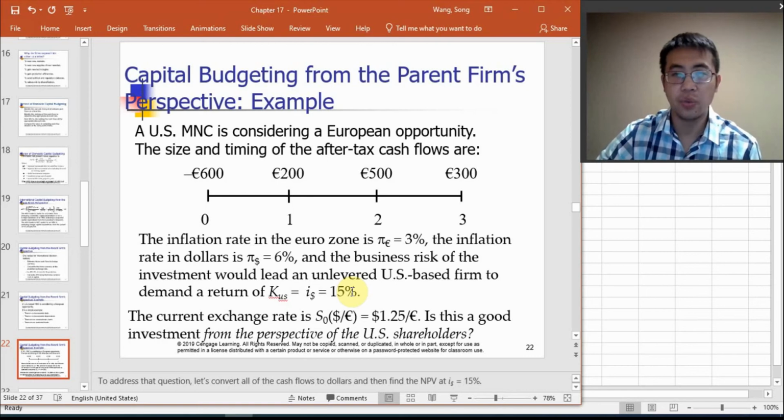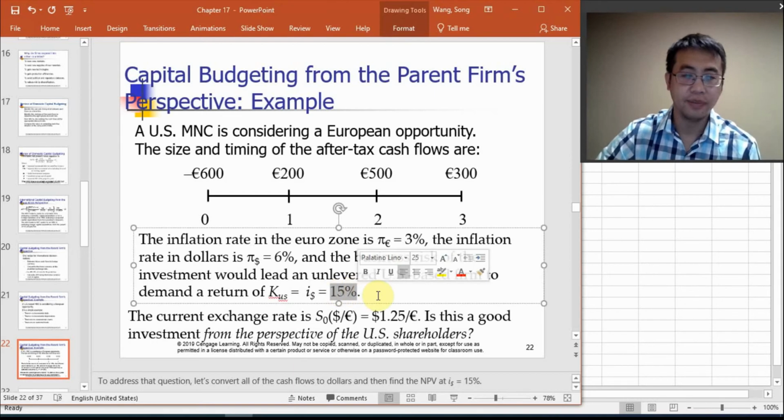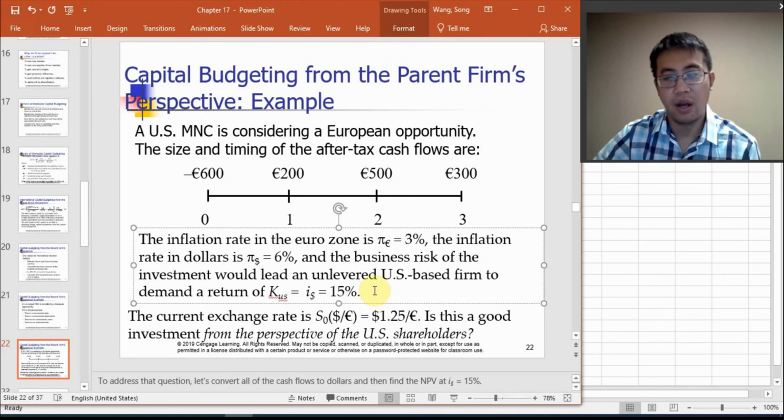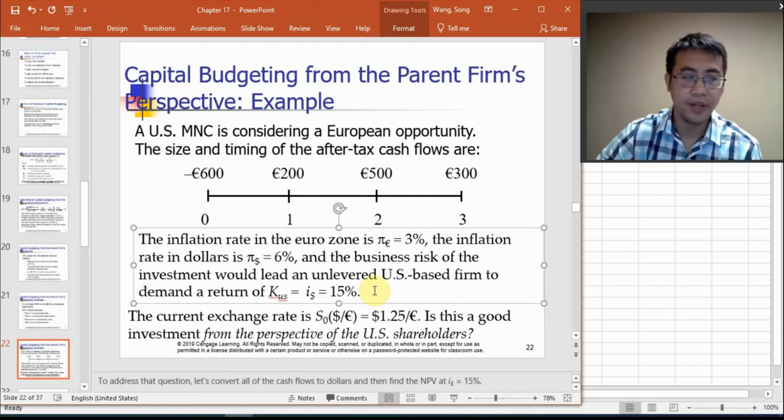Since this is an American company, the way it finances is based on domestic sources. So the interest rate we're going to use for cost of capital is an American rate. The company borrows money from its domestic bank or issues public bonds or stocks in the U.S. market. So we're going to use the U.S. rate to calculate the cost of capital. And this is already given here.